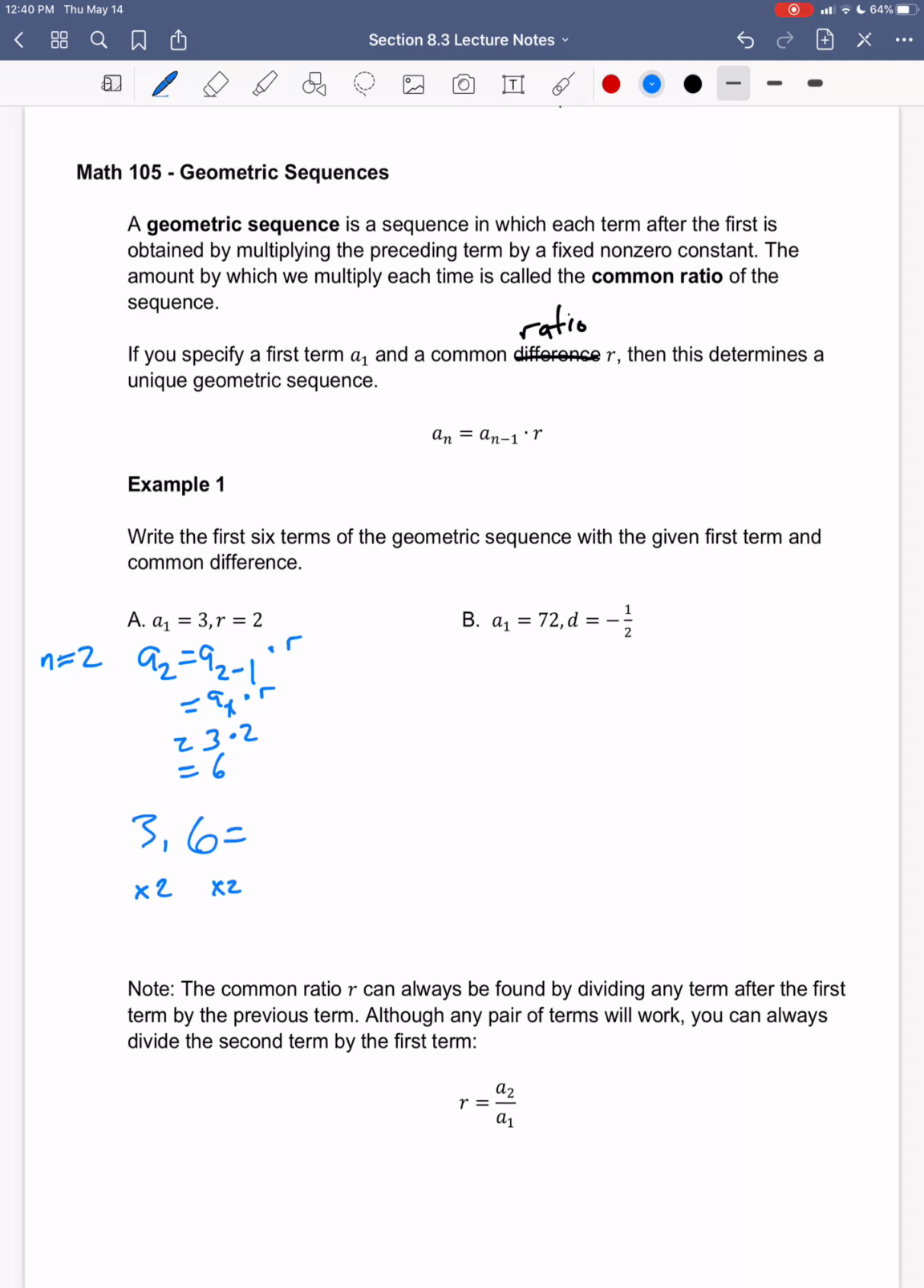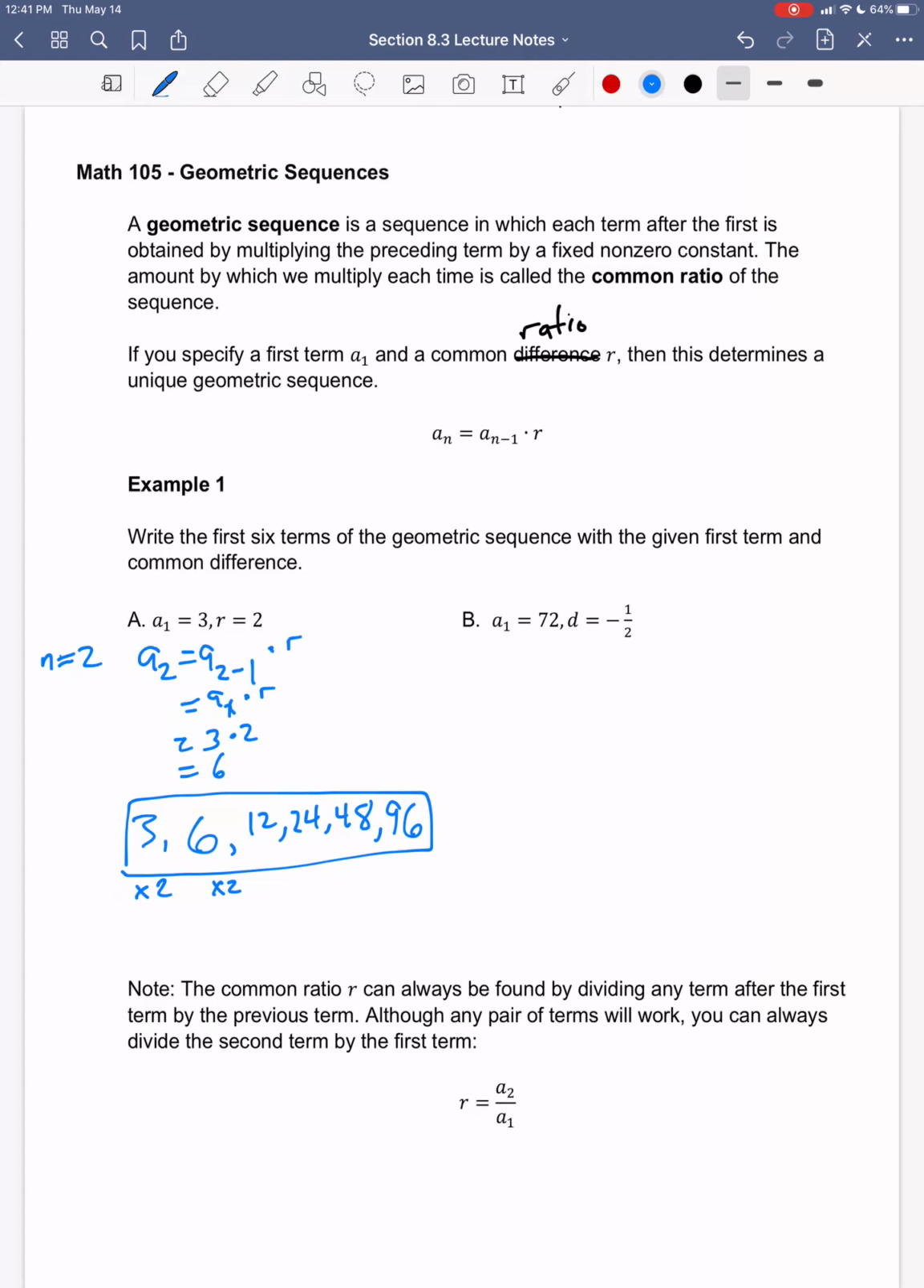6 times 2 is 12. I just keep multiplying by 2 every time. 12 times 2 is 24. 24 times 2 is 48. 48 times 2 is 96. So those would be the first 6 terms of that geometric sequence.